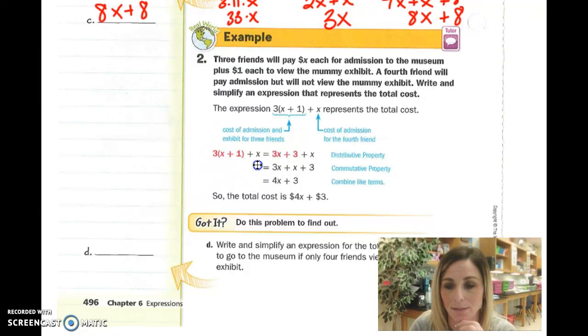Plus 1x. There we go. All right. When you look at this and you rewrite this, you're going to distribute 3x right here times 3 times 1, which is 3, plus x. We're going to combine our like terms, which gives us a total of 4x plus 3. So the total cost is 4x, some amount of money that we don't know, plus $3 extra.